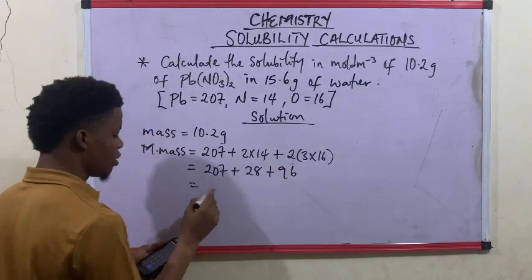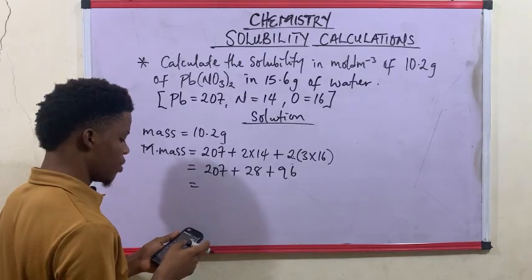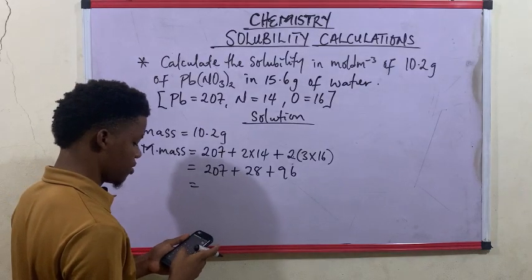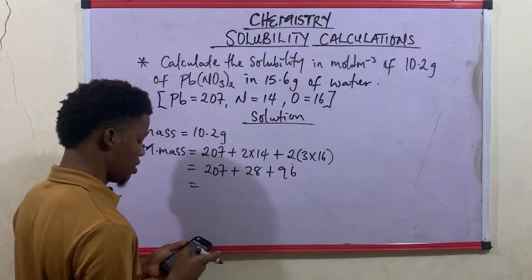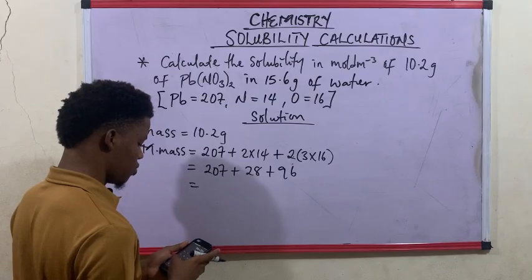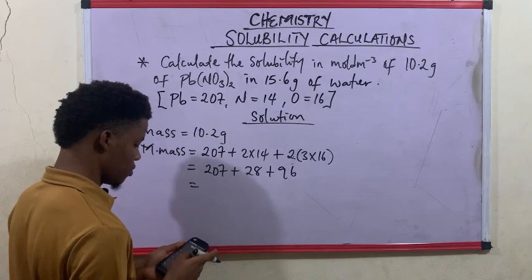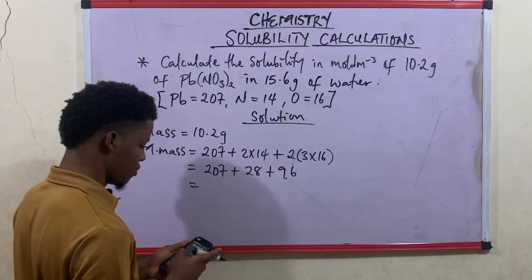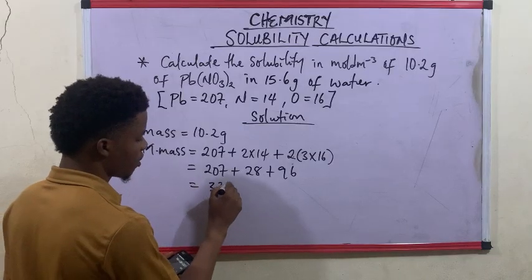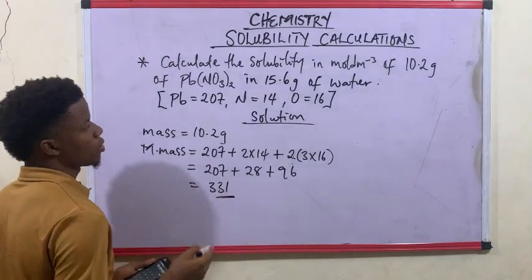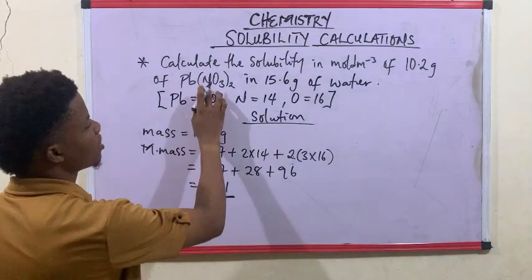So by the time we add up, we have 96 plus 28 plus 207. That will give us 331. So the molecular mass of this compound is 331.